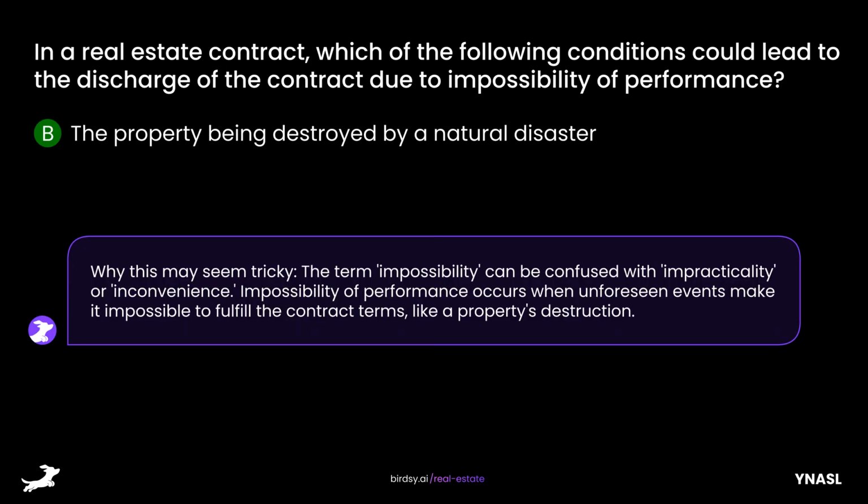Why this may seem tricky: the term impossibility can be confused with impracticality or inconvenience. Impossibility of performance occurs when unforeseen events make it impossible to fulfill the contract terms, like a property's destruction.